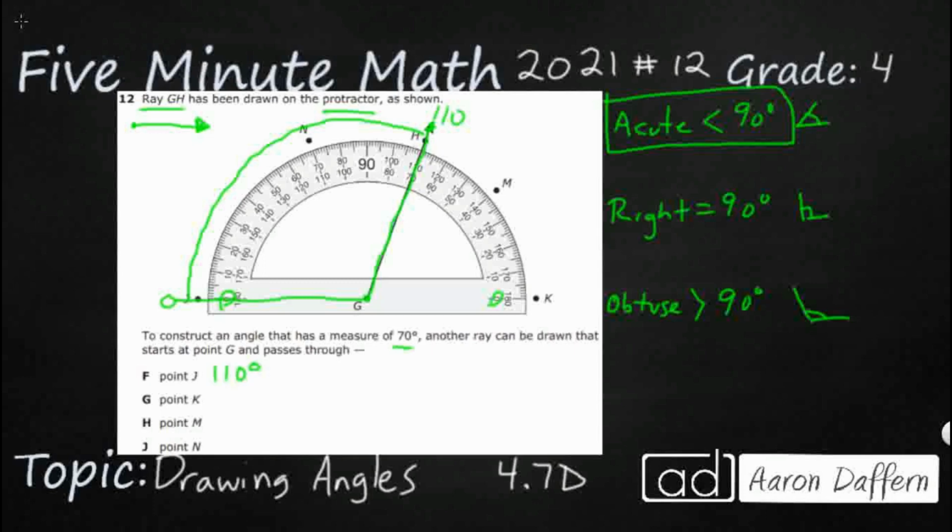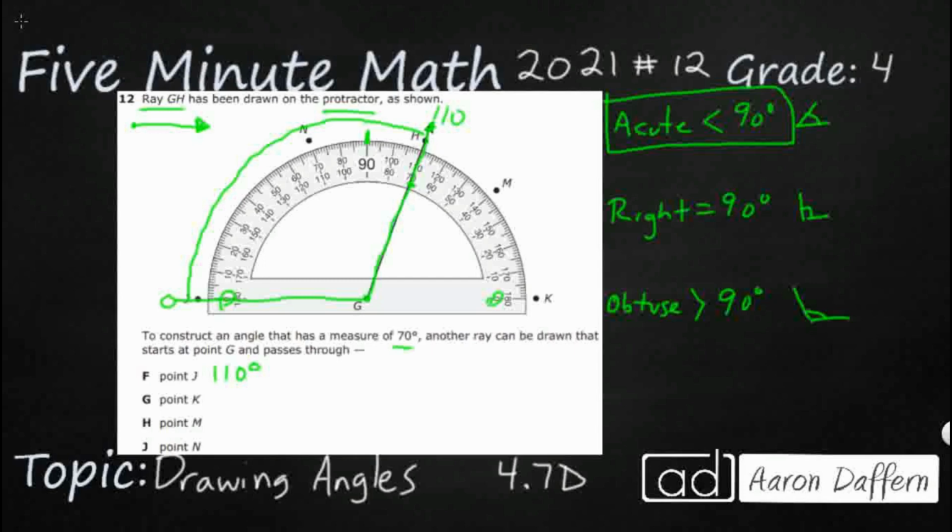And as you can see, we went past 90. This 90 right here is going to kind of anchor us, and that is our right angle. And so we went past that. So that's why this is an obtuse angle, because we went past 90 to get up to 110. Now, if we would have started on the other side, on the inside, you notice this 0 on the inside, it stops at 70 right there. But we didn't start on the right side, we started on the left side. So point J is going to be too large.